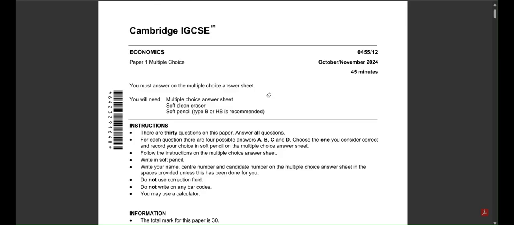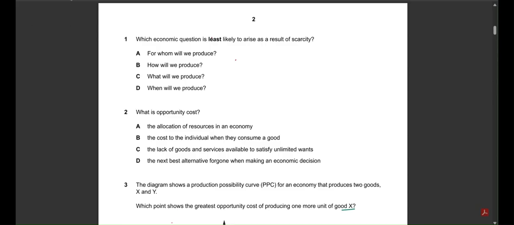So you all can see on the screen we are about to solve the Cambridge Economics IGCSE past paper, and the year would be October/November 2024. As you all can see, the component code is 12. So we'll be solving this paper. So let's begin. The first question you all can see on the screen is, which economic question is least likely to arise as a result of scarcity?